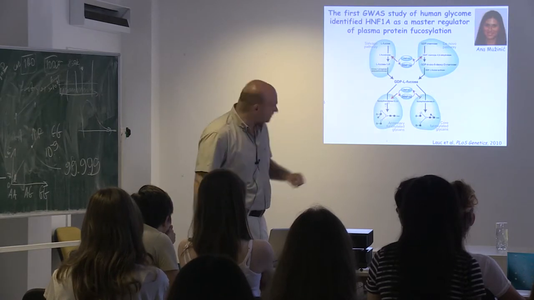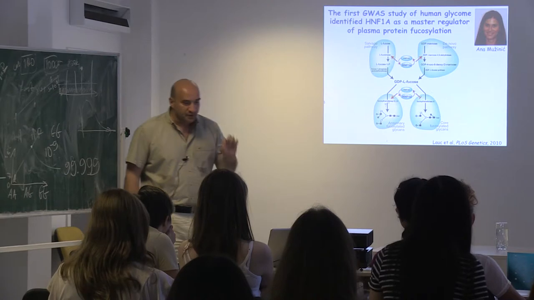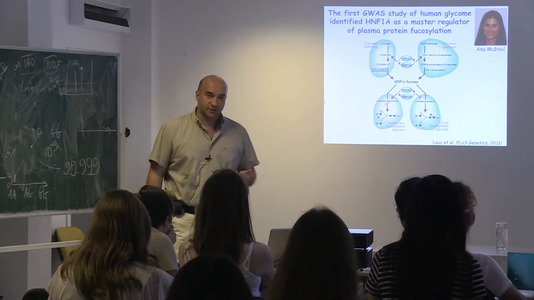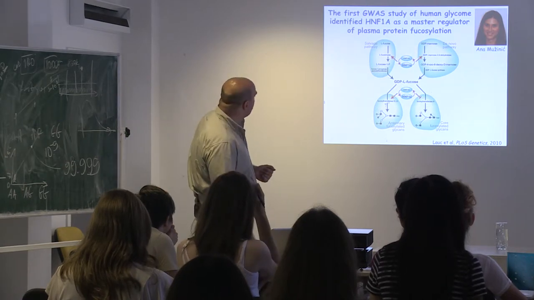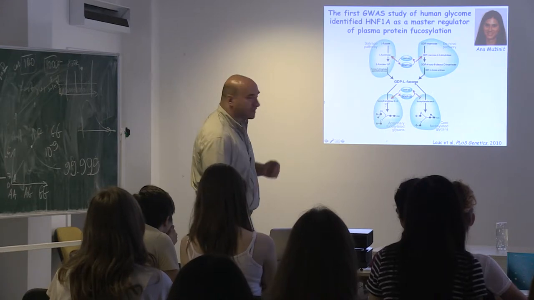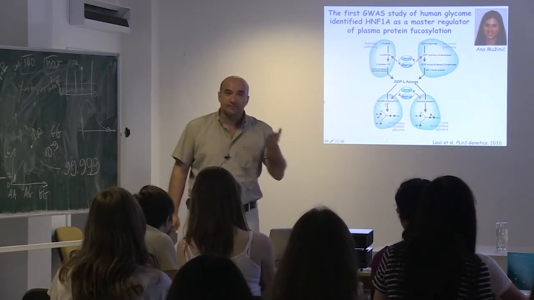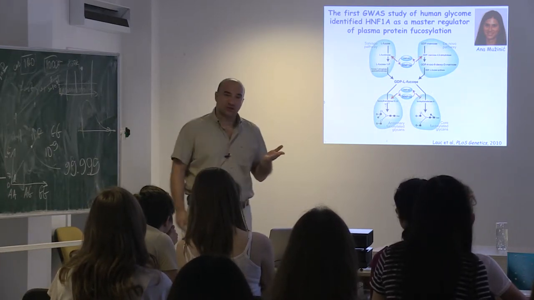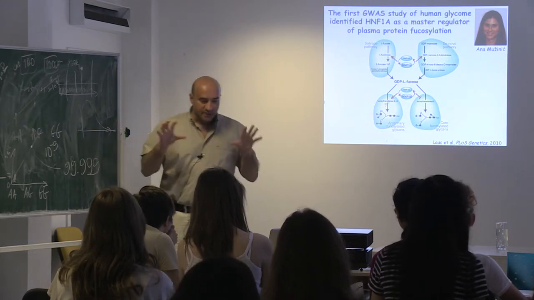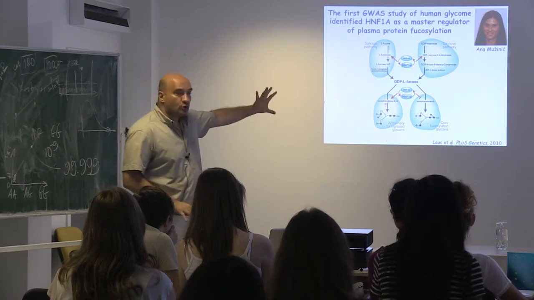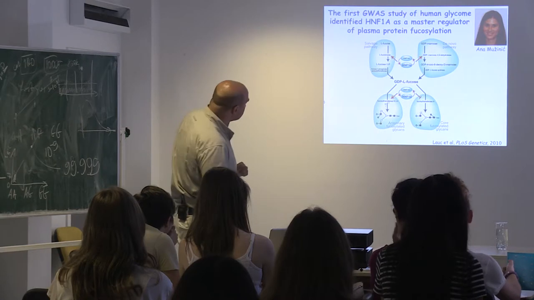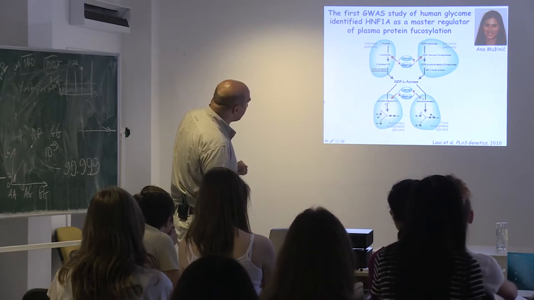To cut this thing short, because this was published a few years ago, we identified HNF1-alpha as the master regulator of glycosylation, because it is both promoting de novo and salvage pathway of GDP fucose synthesis. And GDP fucose is a precursor for glycosylation. You need GDP fucose to be able to glycosylate proteins. So HNF1-alpha is promoting production of GDP fucose. Also, it is blocking foot 8.